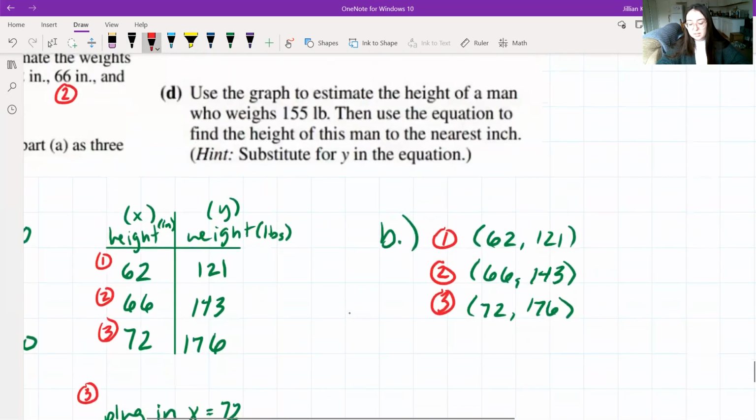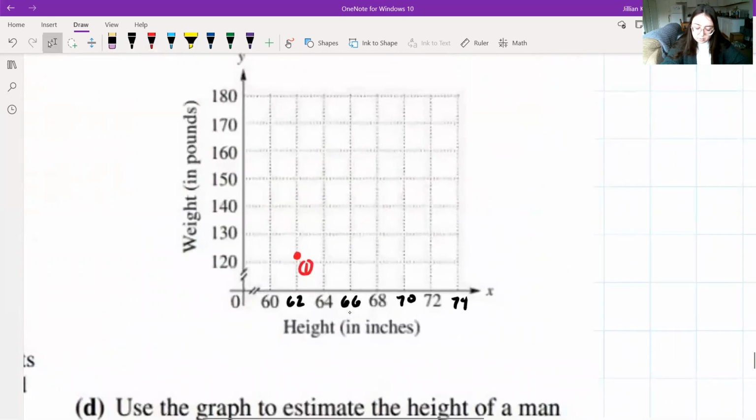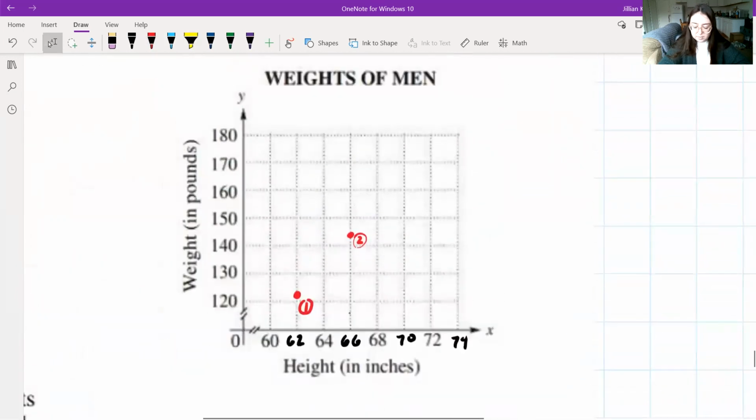Then 2 is 66, 143. So we find 66 on our x-axis, and we track up to about 143, which we're going to say is about right here. This is 2. Then lastly, 72, 176. We find 72 on our x-axis, and then we track upwards to 176, which we're going to say is about right here. This is 3.